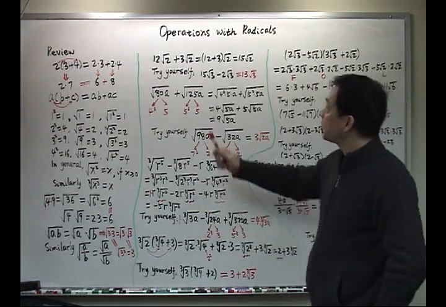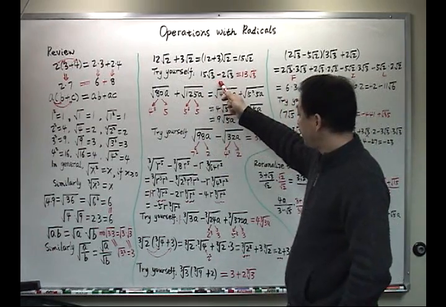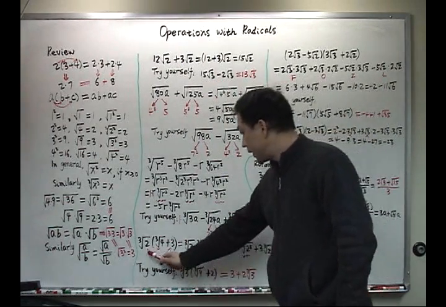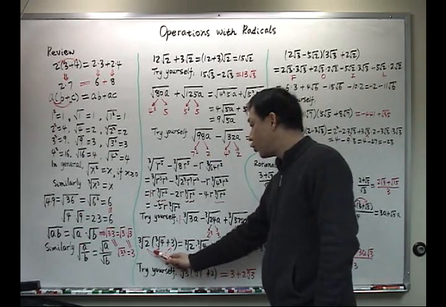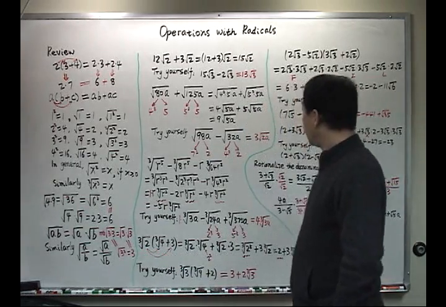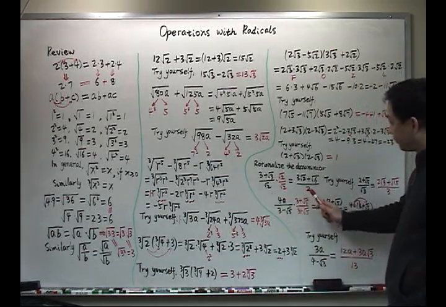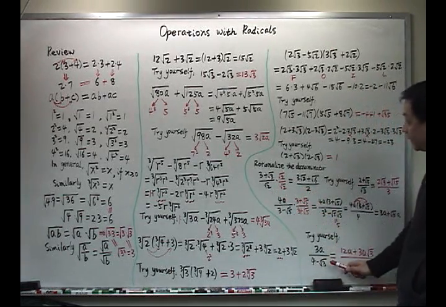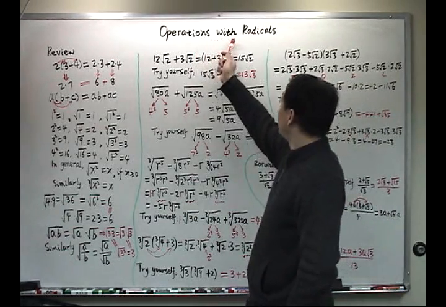Operations here means addition, subtraction, multiplication. You see, one radical times another quantity with radical involved, and division. Okay, division. So operations with radicals.